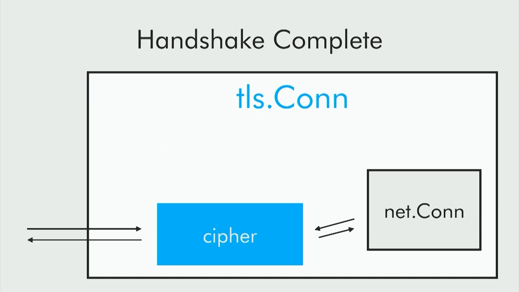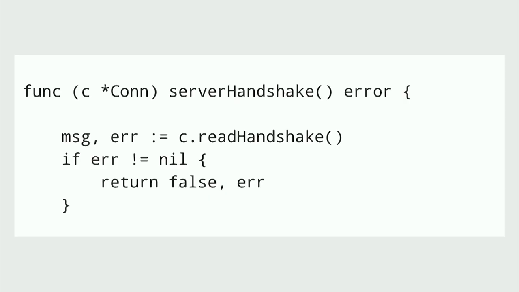Once the handshake is complete, all the calls to Read and Write from outside the tls.Conn go through. Part of what makes the crypto/tls implementation so simple is that it makes sure that only the higher level functions need to know about the state of the protocol. And lower level functions only have the role of parsing or decrypting or whatever it is that they're doing at their stage.